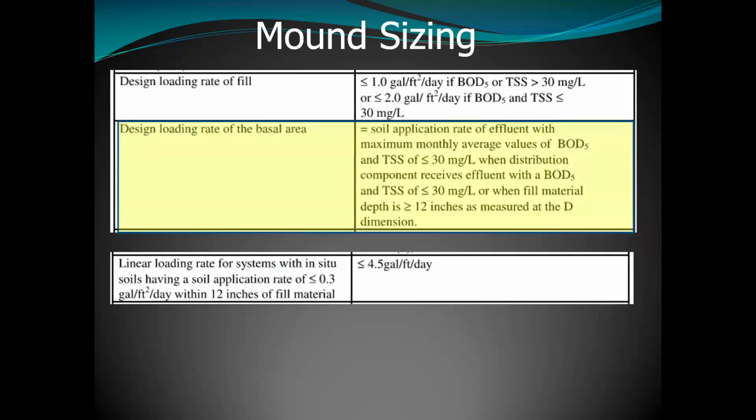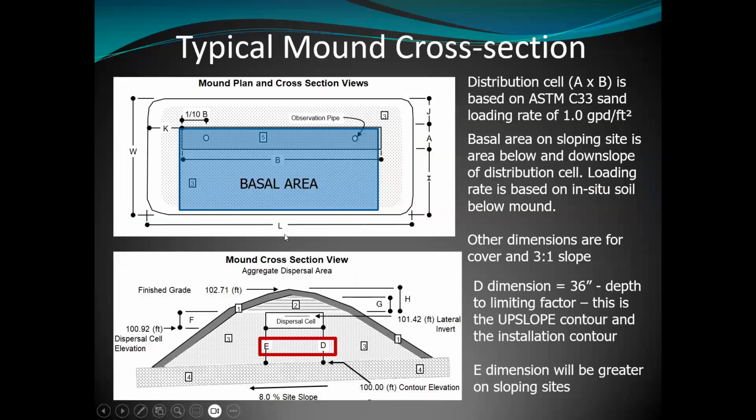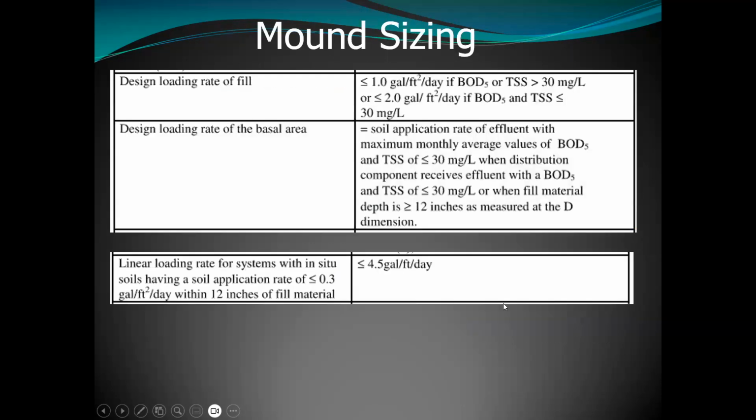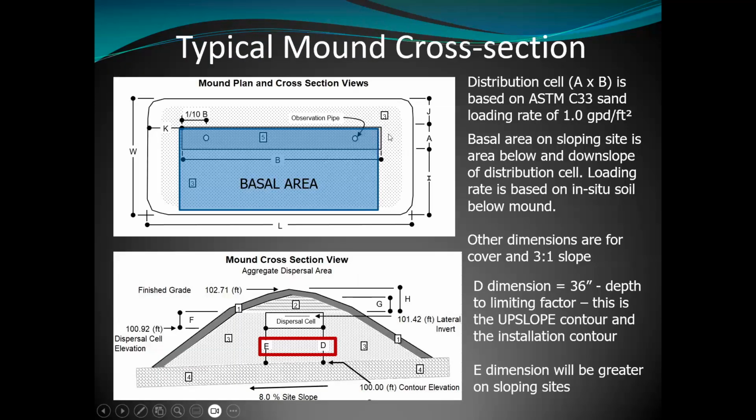But the other important thing too is that basal area. So under here, this basal area, so the cell and directly downslope of it to the edge of the toe in here, this basal area has to meet our application rate of whatever our topsoil is. So if our topsoil is a 0.5 application, even though they're designing this at a 1.0 for the sand, this whole area has to have a 0.5 loading rate. We need to make sure that we have enough suitable soil. So they'll get into the design for that.